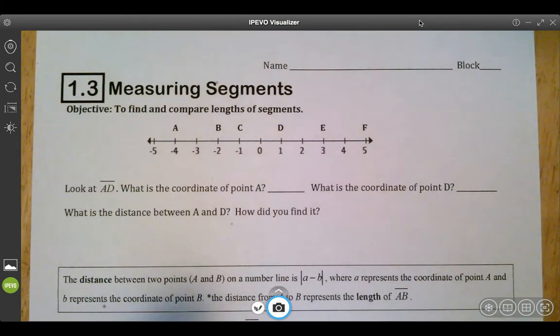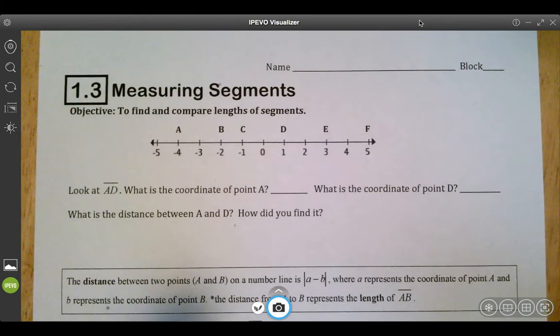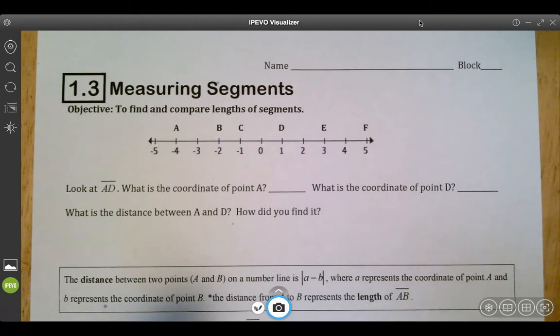When you finish the try this, we'll look at the next page, which introduces us to section 1.3. In 1.3, we're measuring segments. So what we want to do is find and compare lengths of segments. Remember, a segment is cut off at both ends, no arrows.